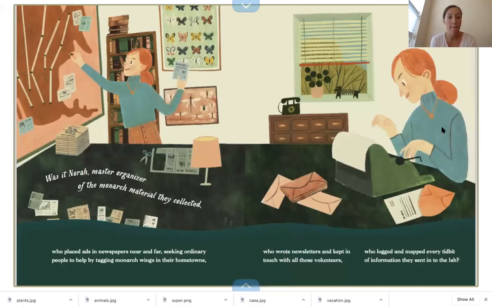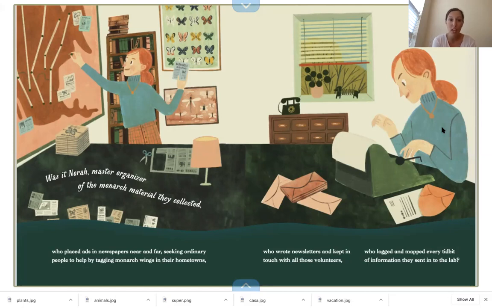Was it Nora, master organizer of the monarch material they collected, who placed ads in newspapers near and far, seeking ordinary people to help by tagging monarch wings in their hometowns, who wrote newsletters and kept in touch with all those volunteers, who logged and mapped every tidbit of information they sent into the lab?